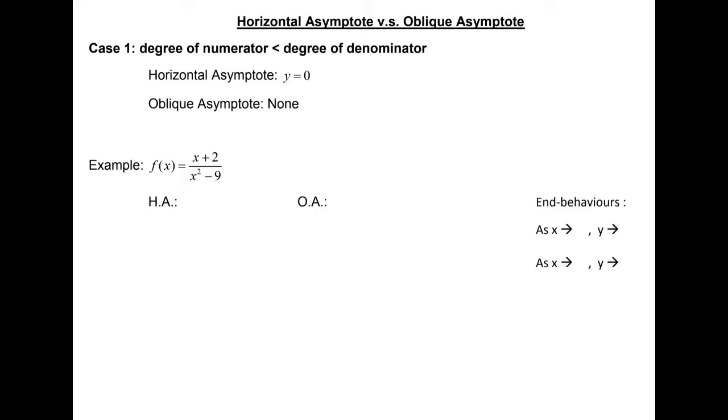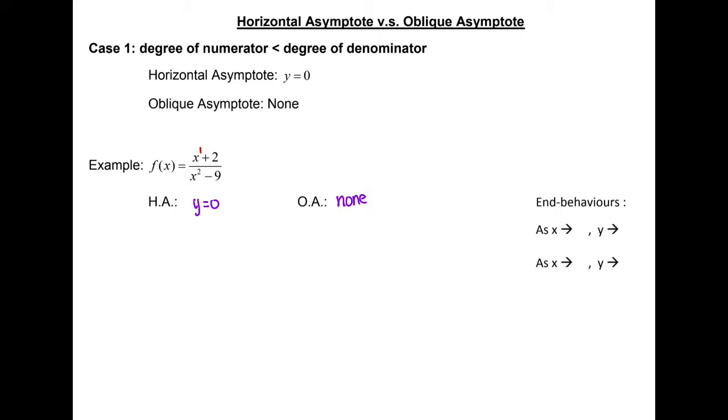Case 1. When the degree of the numerator is less than the degree of the denominator, we know we will have a horizontal asymptote at y equals 0, and we will not have any oblique asymptote. Example 1. Let's look at the function f(x). We know the degree of the numerator is 1 and the degree of the denominator is 2. Therefore, we say the horizontal asymptote is at y equals 0, and we do not have any oblique asymptote.